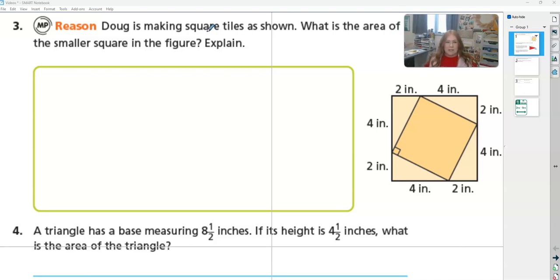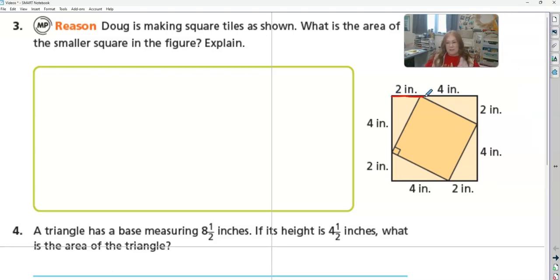All right, we're going to go over some problems from your 12.2 on your own page. So number 3 says Doug is making square tiles as shown. What is the area of the smaller figure here? Okay, we need to first find the area of this larger one here, and then we're going to find these little triangles here and take those away.